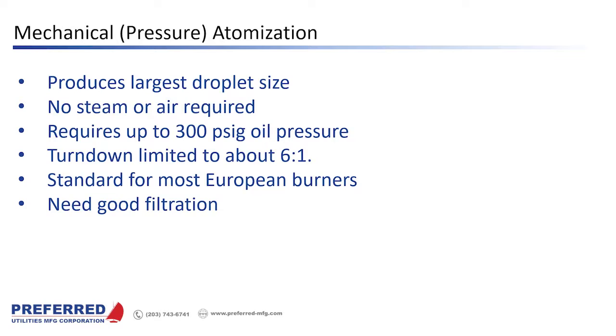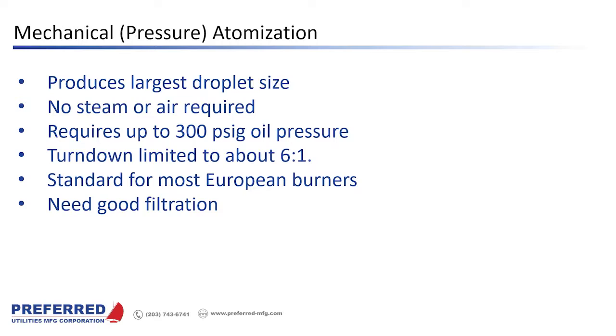So that was it for steam or air atomization. Now we're going to move on to mechanical atomization, or sometimes it's called pressure atomization. Of all the atomization styles, it produces the largest droplet size. So in terms of atomization, it's really the worst in terms of droplet size. However, there's no steam or air required, and this is the number one reason that mechanical atomization is used, because there's no parasitic steam loss and you don't have to run an air compressor, and that's a big advantage.